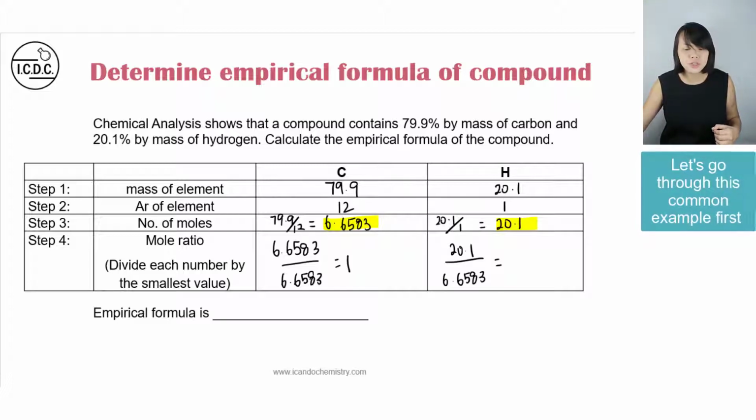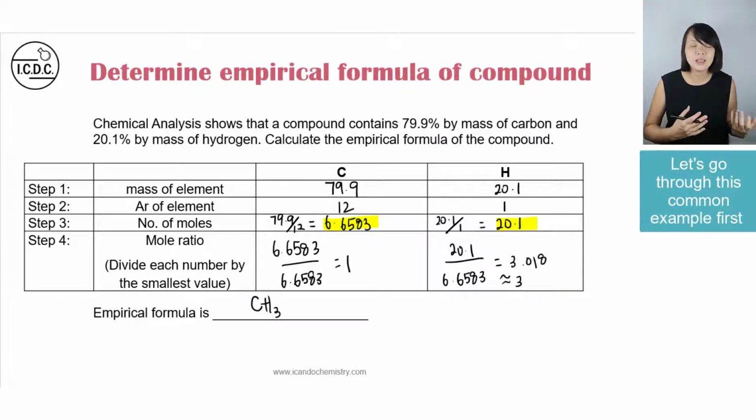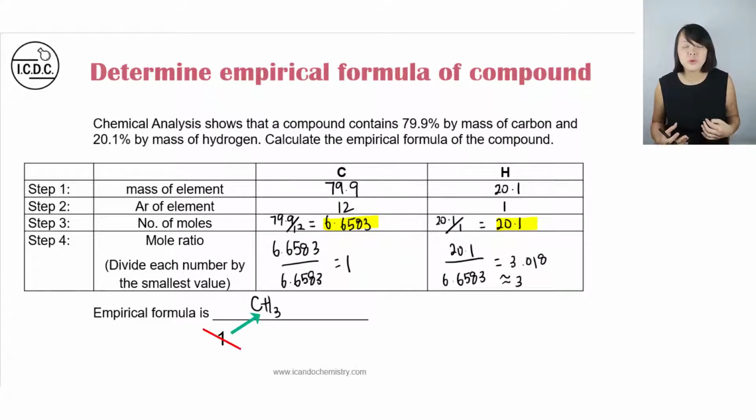I will achieve 3.018. For an empirical formula, we know that the value must be a whole number. So let's round off 3.018 to 3, which is a whole number. So the empirical formula will be CH3, and of course we don't need to write the value 1 there. Not writing anything there is understood as 1.